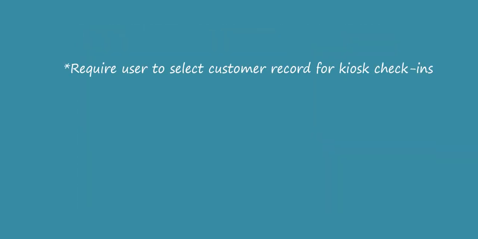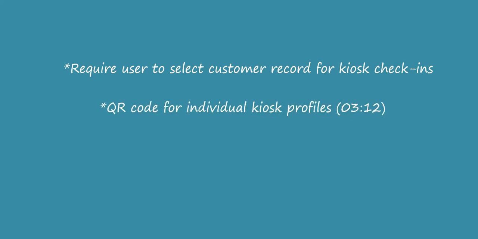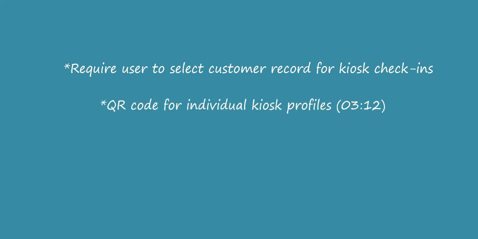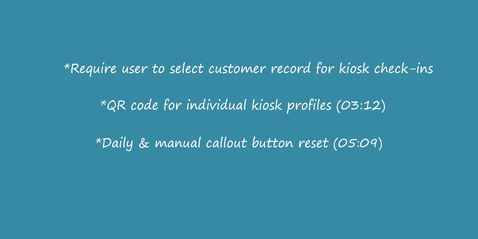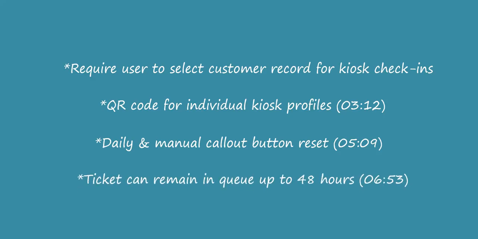And today I'm going to talk about one update to a current feature and 3 new features that are live and ready for you to use today. Let's get started. I've added the time so you can jump to the different sections here, but we're going to review the selecting customer record for kiosk check-ins, the QR code for individual kiosk profiles, the daily and manual call out button resets, and tickets can remain in the queue for up to 48 hours.